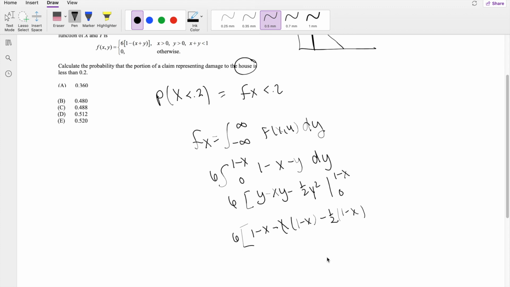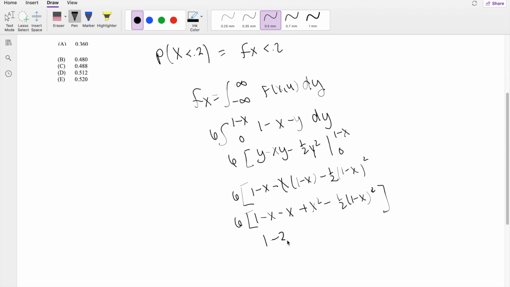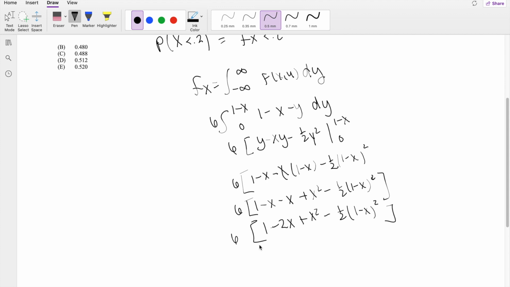Okay, so what does this equal? I'm going to keep the 6 outside. You get 1 minus x minus x plus x squared minus 1/2 1 minus x, and I'm just going to keep this as is, 1 minus x squared. So in this part right here, you get 1 minus 2x plus x squared minus 1/2 1 minus x squared. And then we just have to find the probability that this is less than 0.2.